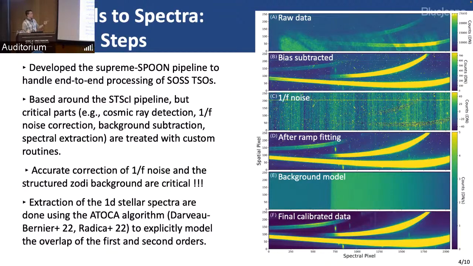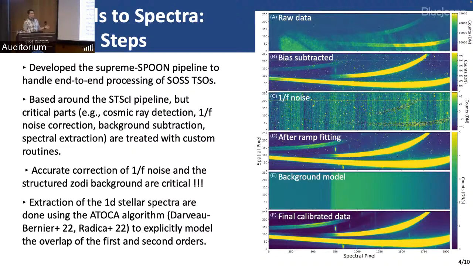For example, the correction of 1/f noise, which is the vertical stripe structure you can see in panel C, as well as correcting the unique SOSS background, and a model of that background shown in panel E. Because of the interplay between the zodi background, pick-off mirror, and grism, the SOSS background ends up having an interesting step and slope shape to it.